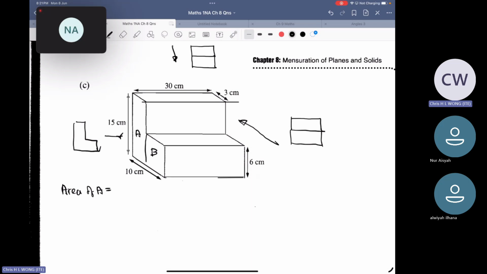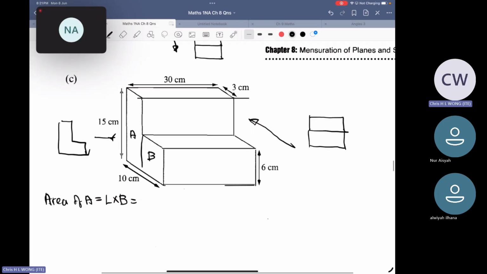What's the area of A? Length and breadth, right? What's the length for A? 15 and 3. Very good. 15 times 3 equals 45 cm square. Okay. Area of B.